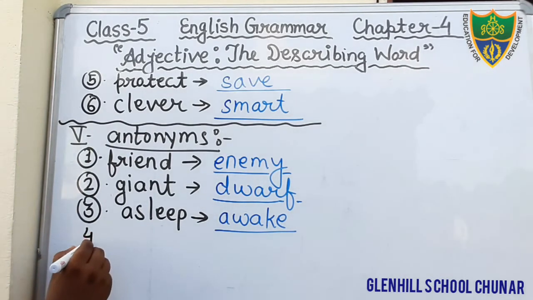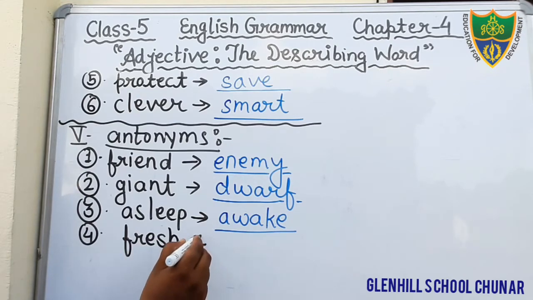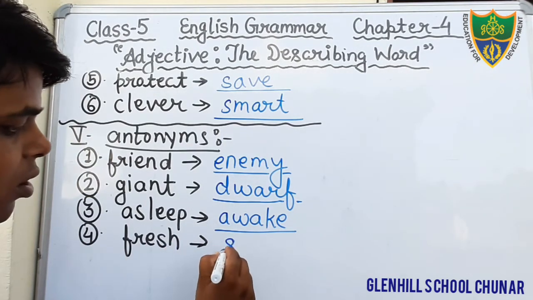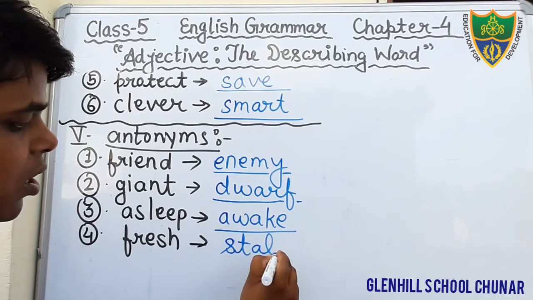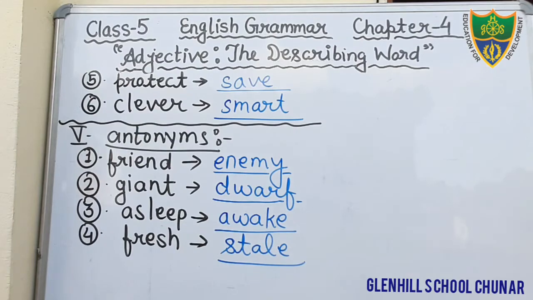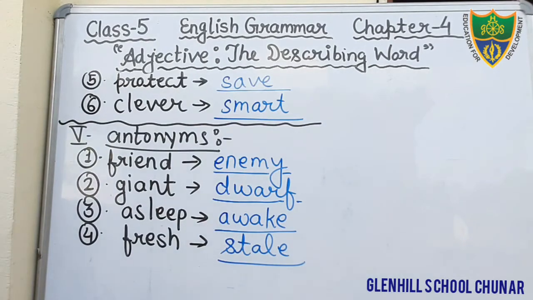Question number 4. Fresh. F-R-E-S-H. What would be the opposite of the word fresh? Stale. S-T-A-L-E. Okay, students, just write down: the opposite of the word fresh is stale.